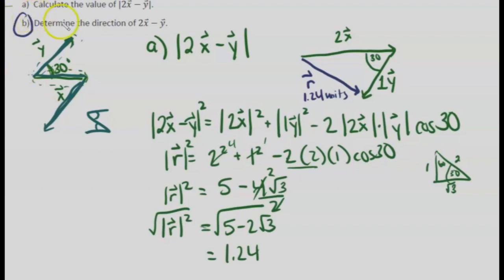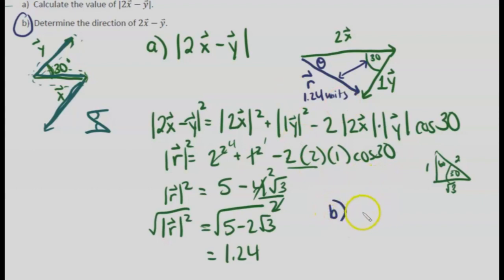Okay, now B, determine the direction of 2 times vector x minus vector y. Okay, so here's the thing. So this resultant, we're going to find this angle in here. So we can use sine law. Okay, we don't have actual east, west, north, south, so we're just going to talk about the angle as per the vector x and the vector y.